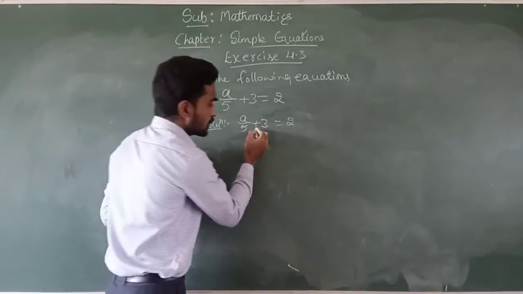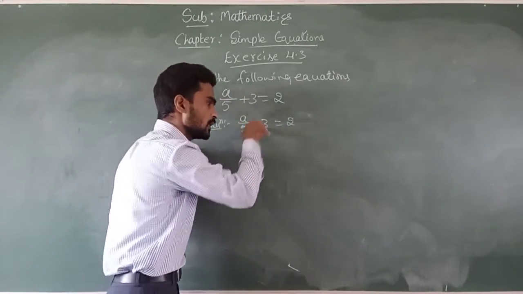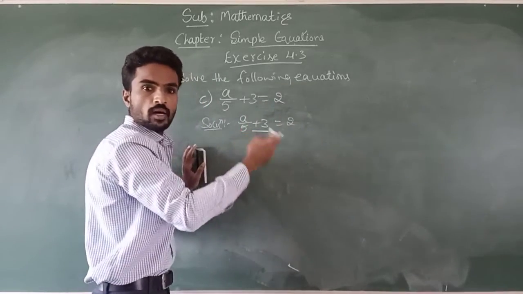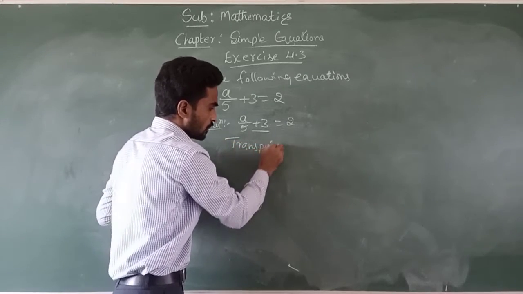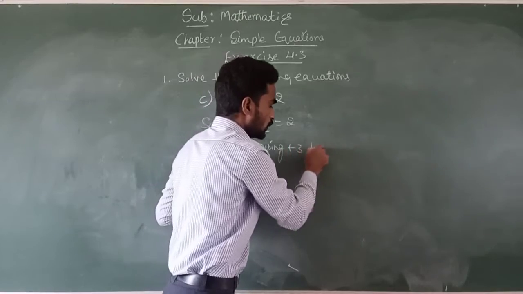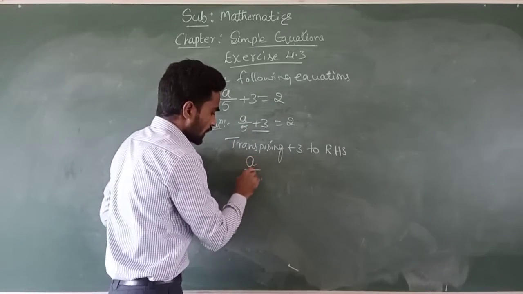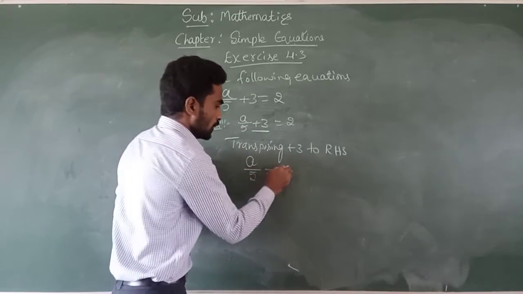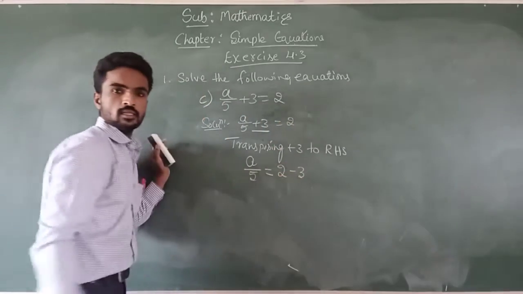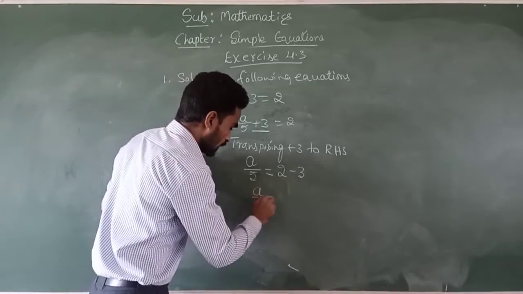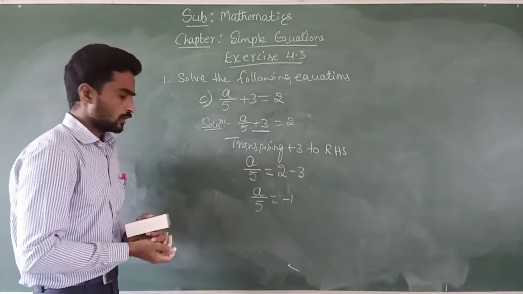Now observe, here plus 3 is there. We can transpose this plus 3 to the RHS side, and it becomes minus 3. Then we get a divided by 5 is equal to 2 minus 3. Plus 3 goes to the RHS side and becomes minus 3. Then we get a divided by 5 is equal to 2 minus 3, which is equal to minus 1.